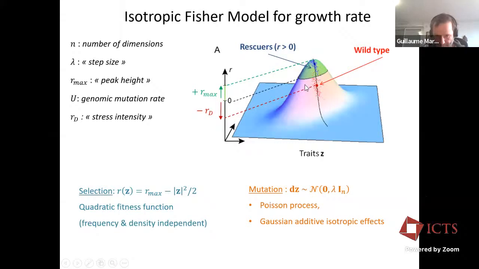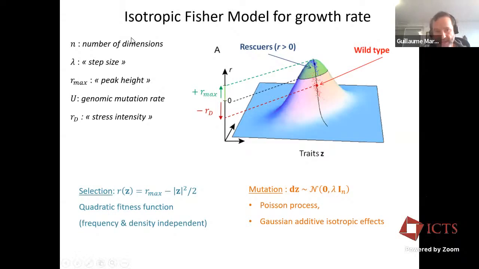And the mutant phenotypes are normally distributed around the mean, around the asexual parents. This normal is isotropic over space. There are ways to do anisotropic, but it's more complicated. And it has a given variance. So lambda here is really the variance of the mutation effects on phenotype. There is a mutation rate, which is considered constant at the genomic scale. And we have Rmax, which is the maximum fitness in the new stress environment.